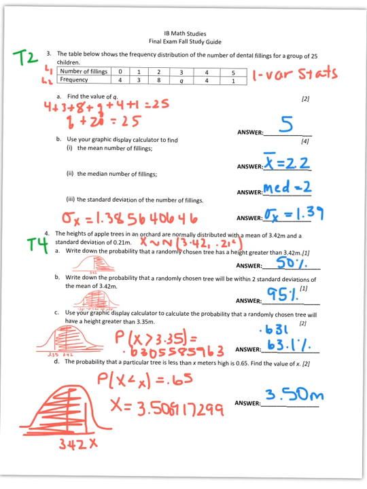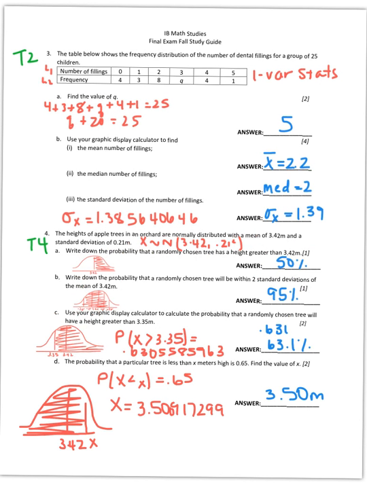So we go into second variables, which is distribution, and we want normal CDF. Your lower bound is the smallest it can be, which is 3.35. Your upper bound in this case is infinity, so we write 1e99. Your mean is 3.42, and your standard deviation is 0.21. So they give you this value, which is 0.631 or 63.1%.